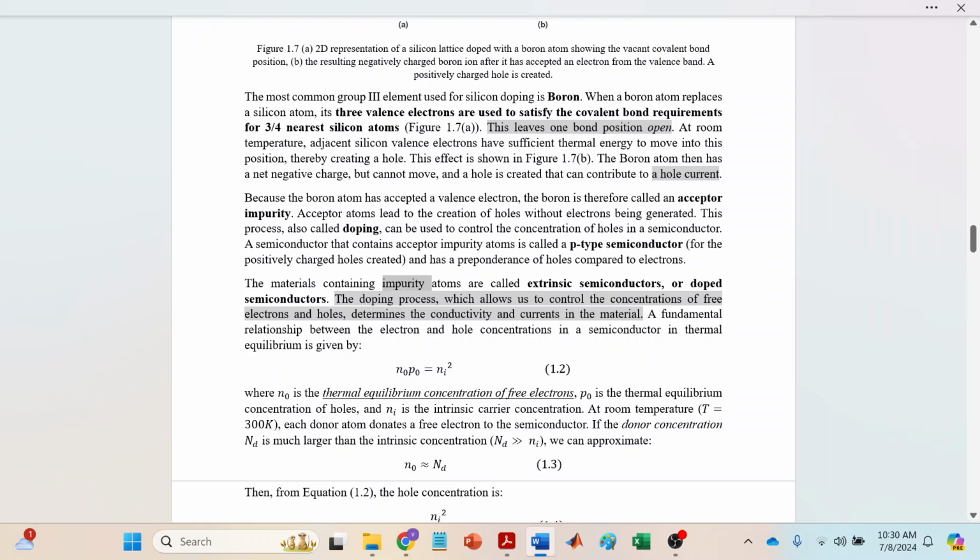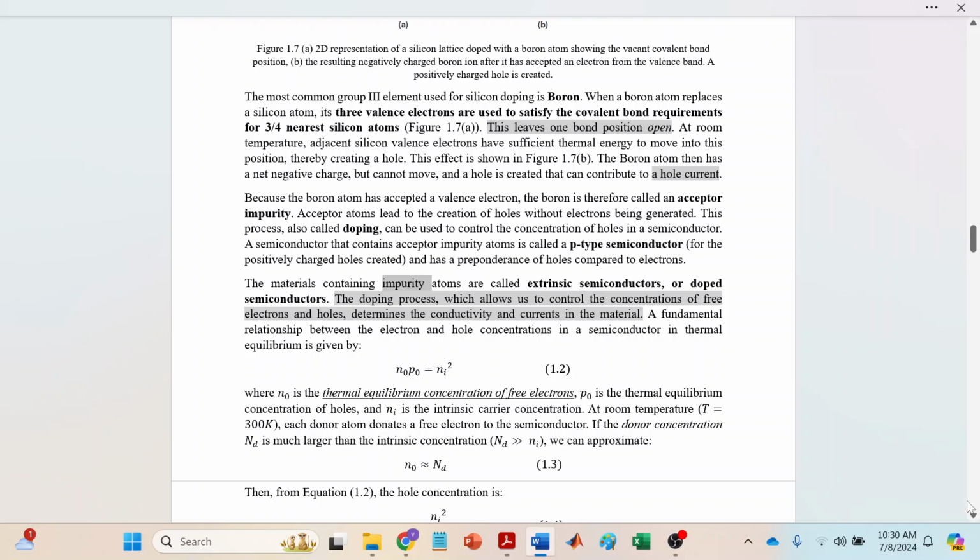So doping allows us to control the concentration of either negatively charged electrons or positively charged holes that exist in the semiconductor material, and it determines the conductivity and the amount of current that can be produced within the semiconductor material.